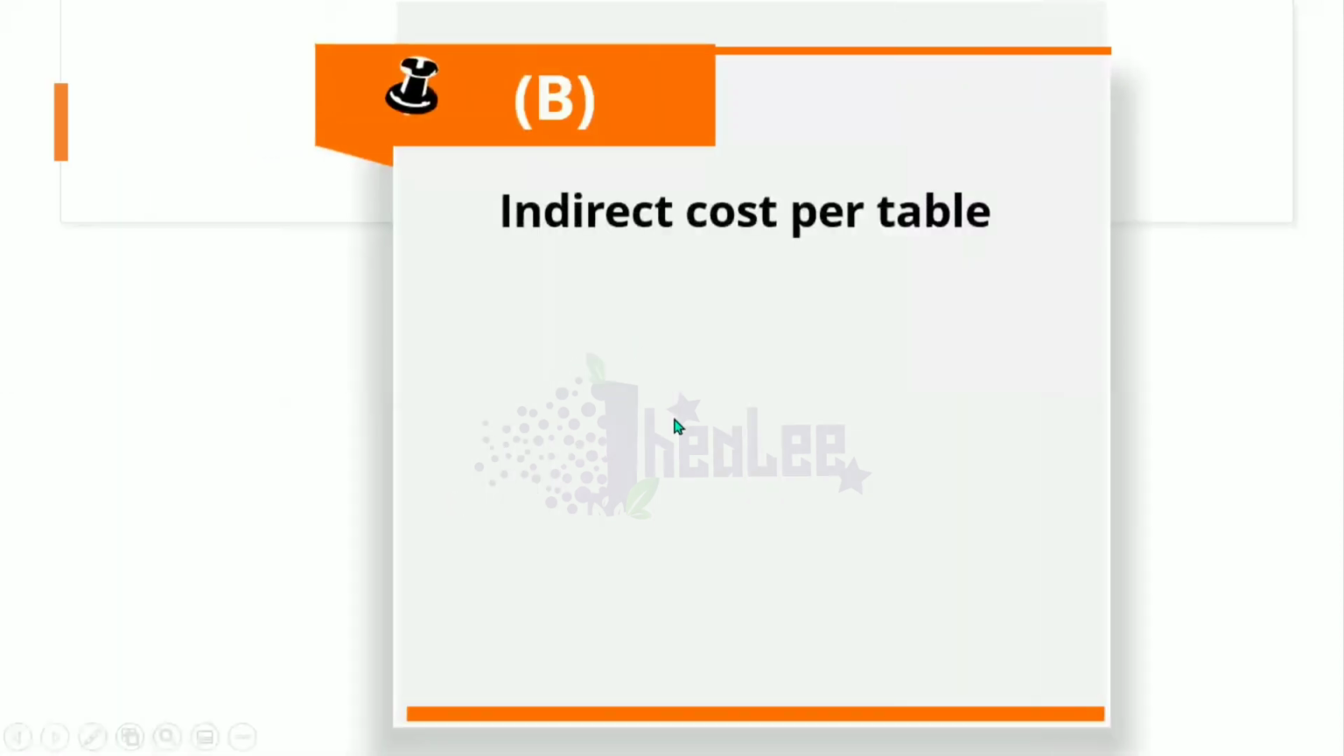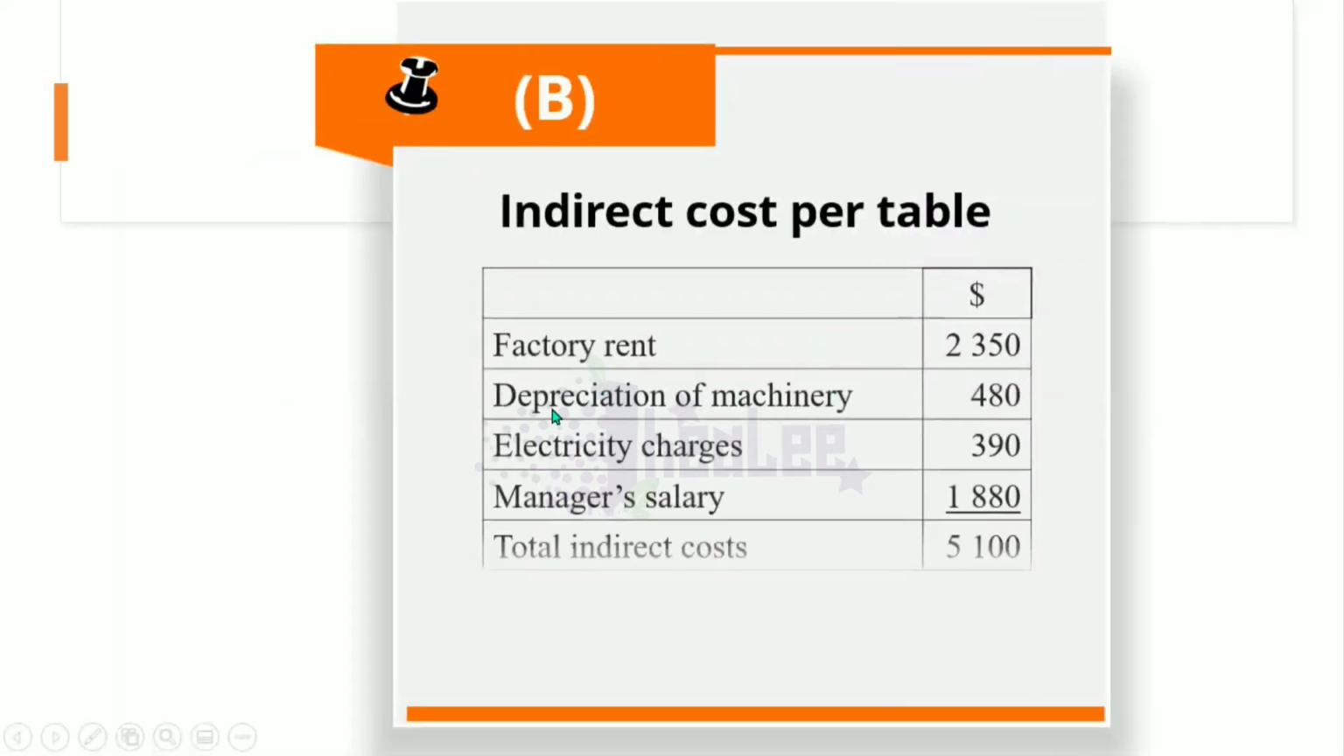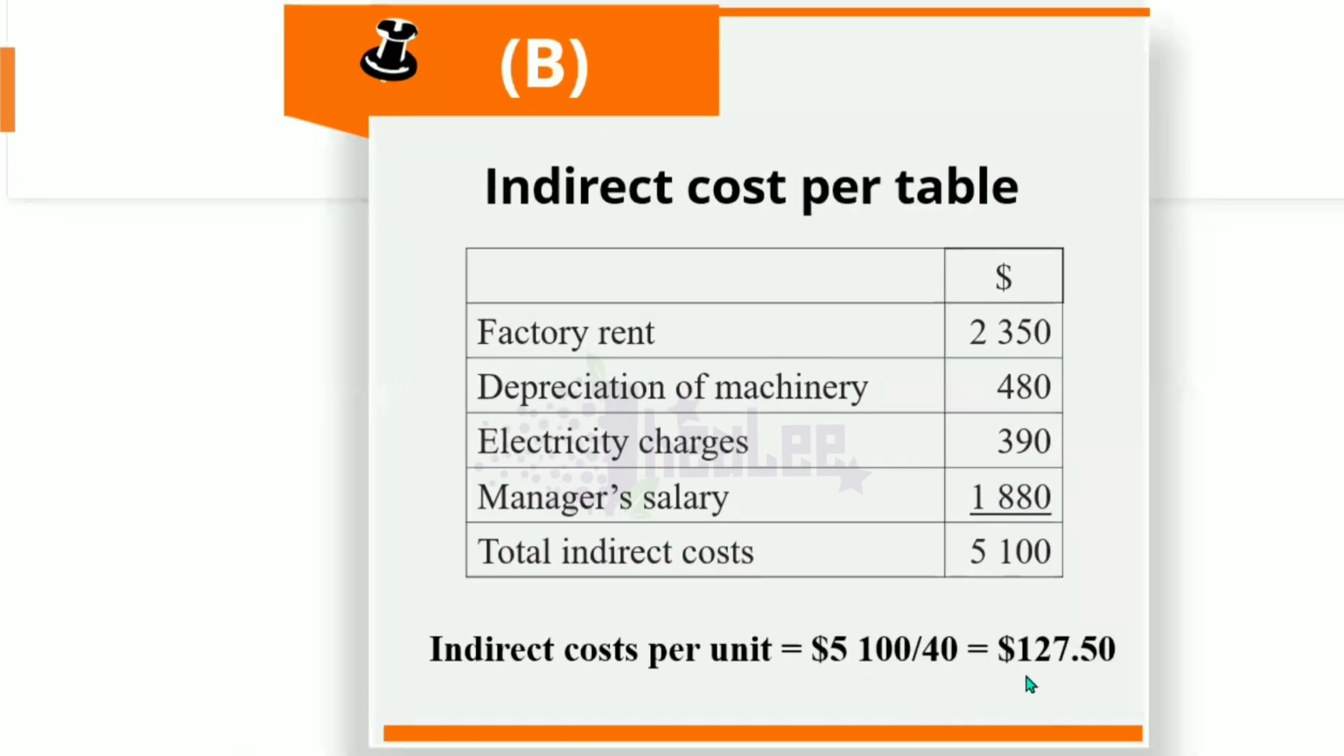So indirect cost per table, we pick out the factory rent, depreciation of machinery, electricity charges, and manager's salary. And that gives us a total indirect cost of $5,100 per month. But remember, 40 items are produced and we need to determine the cost per item. So we're going to divide this 5,100 by 40 to get the actual cost per table. And that is $127.50 per table. That is the indirect cost.